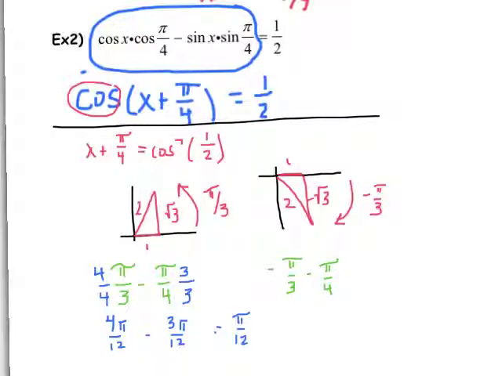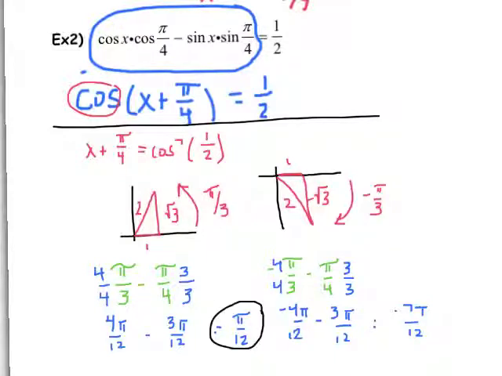Okay, and then over here, that's negative 4 pi over 12 minus 3, not 3, I'm sorry. The whole point of that was to make the denominator 12, of course. Minus 3 pi over 12 makes negative 7 pi over 12. All right, so I have this and I have this. Those are my general solutions. Well, they're the part of the general solution. I need to still add 2 pi into that.